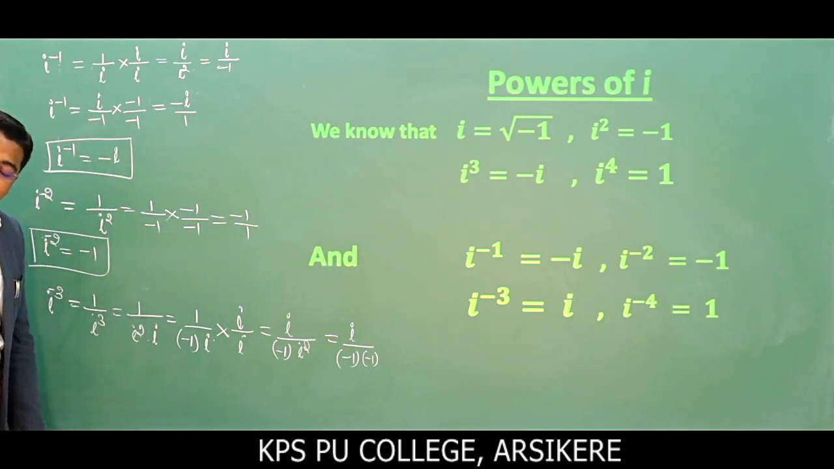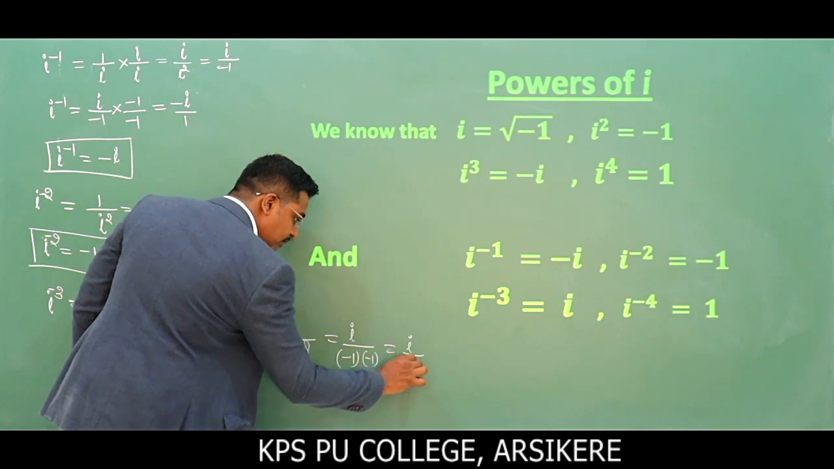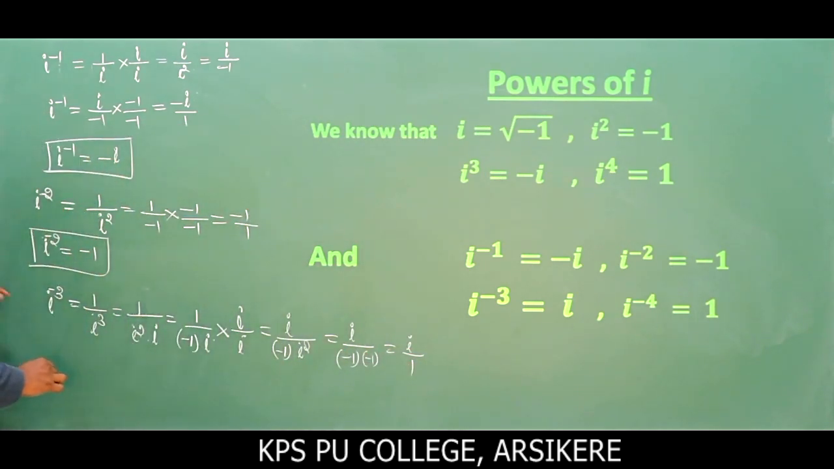Minus into minus becomes plus. That is nothing but I divided by 1. So therefore I power minus 3 can be written as just I here. Therefore I power minus 3 is equal to I. Is the case. Do you understand, children?